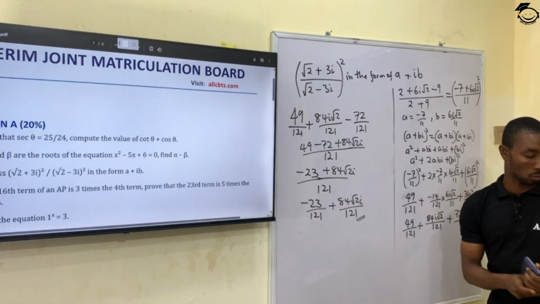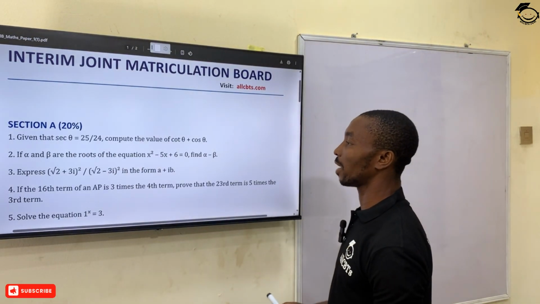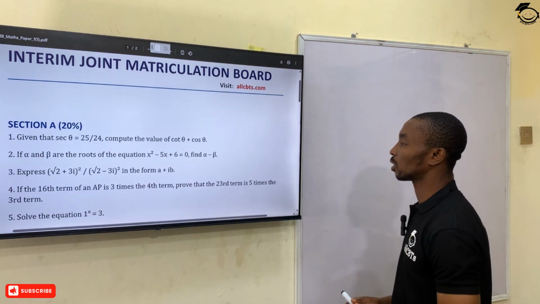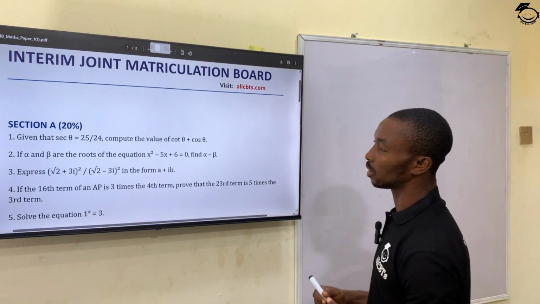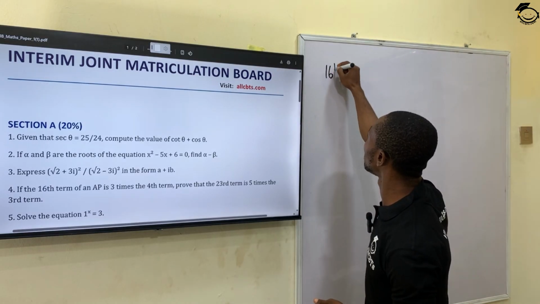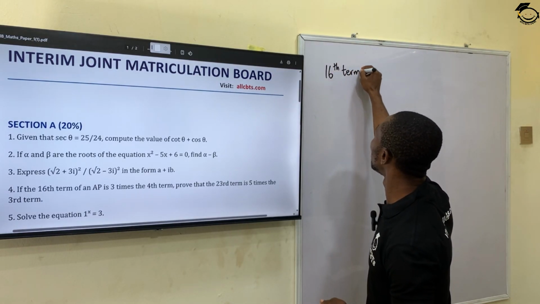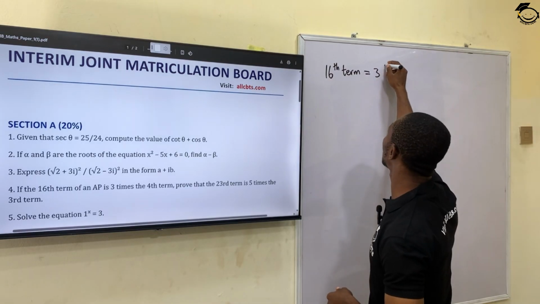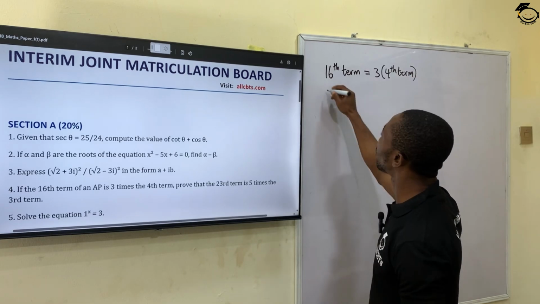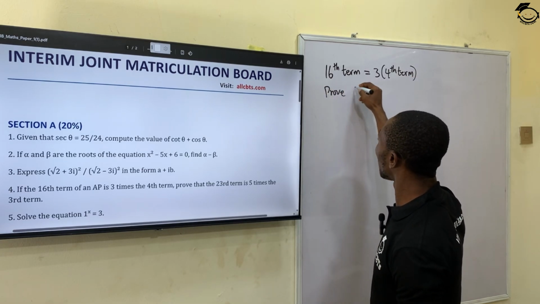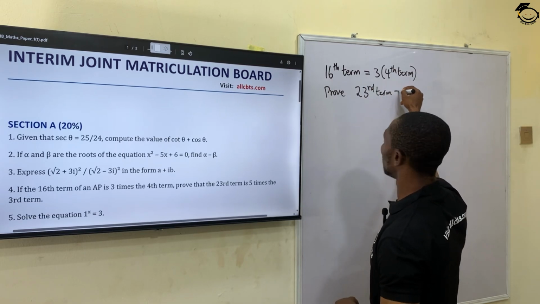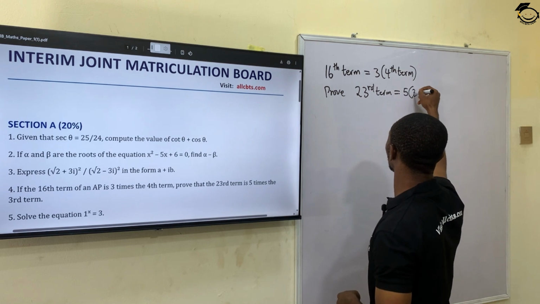If the 16th term of an AP is 3 times the 4th term, prove that the 23rd term is 5 times the 3rd term. All right, they said the 16th term is 3 times the 4th term. So we have to prove that the 23rd term is 5 times the third term.